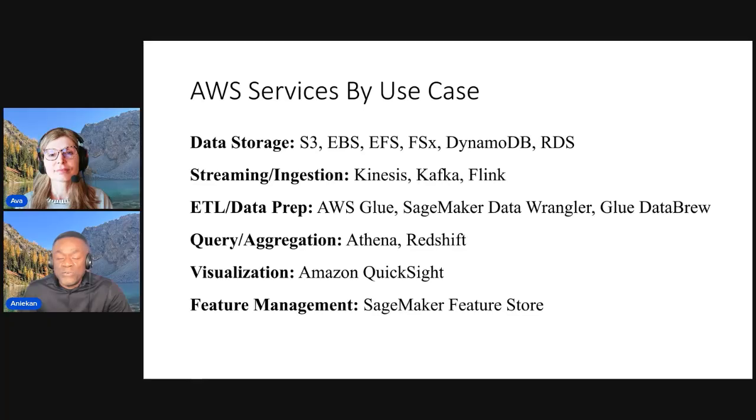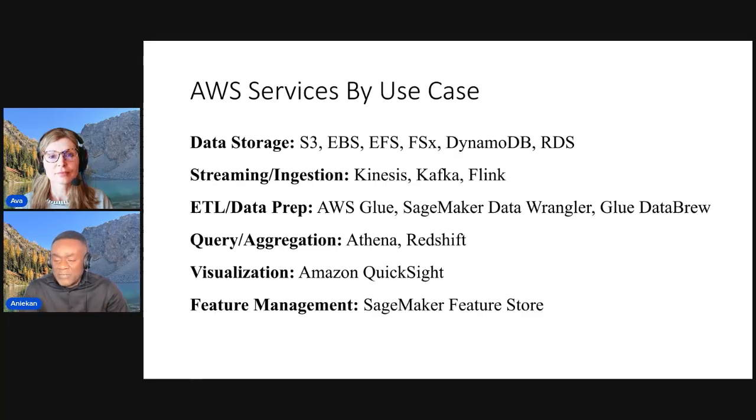For data storage, as we just talked about, we have Simple Storage Service S3, EBS, Elastic File System, and FSx. There's DynamoDB and RDS. We also have options for streaming and ingestion of the data, right? We talked about Kinesis generally, but we focused on one particular one, the Data Firehose, and Kafka and Flink.